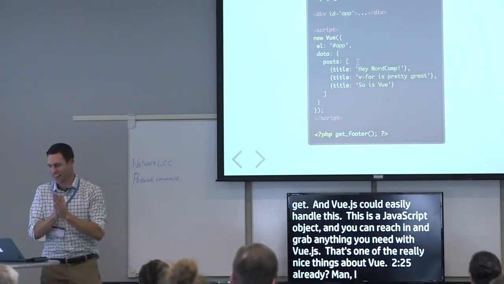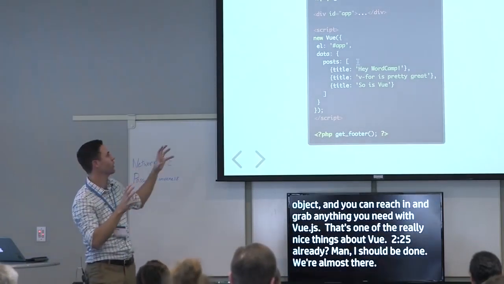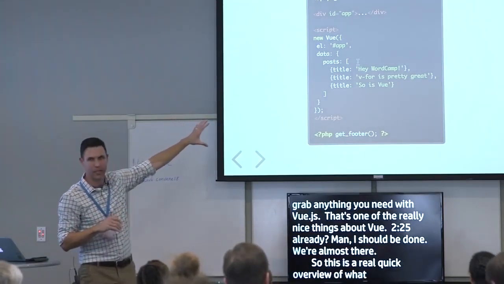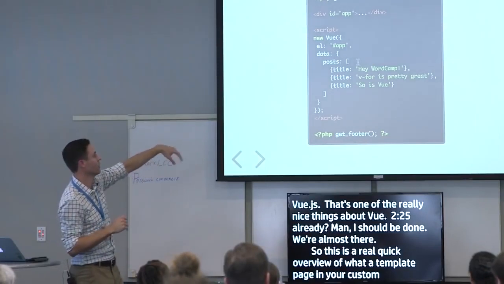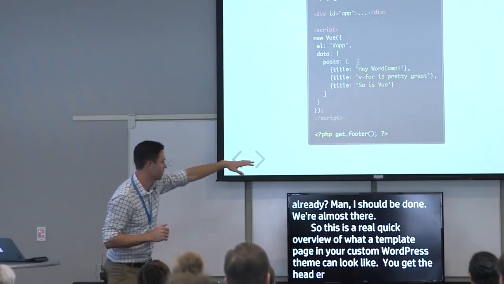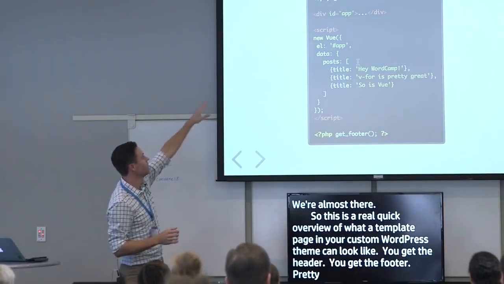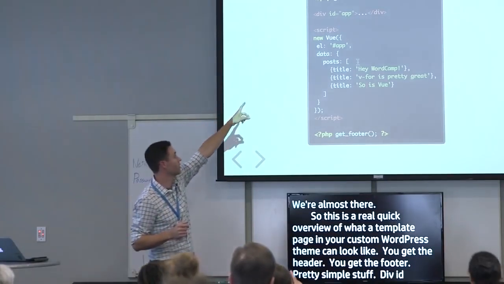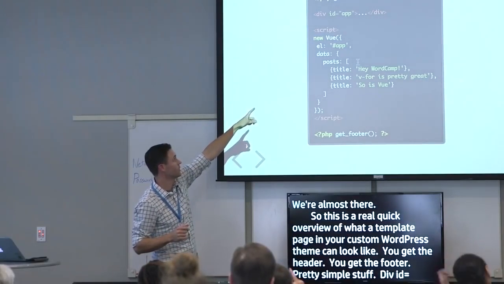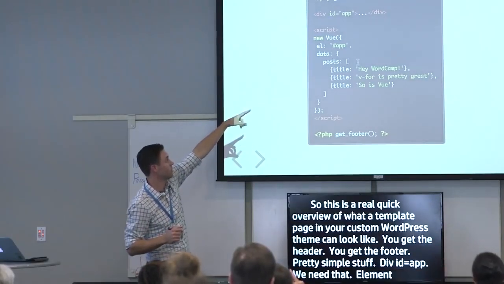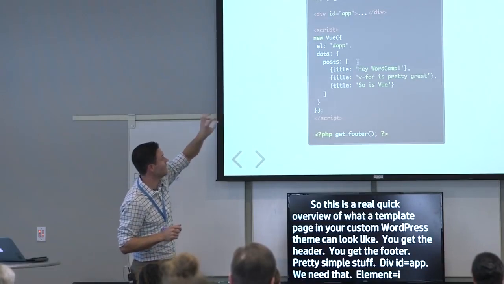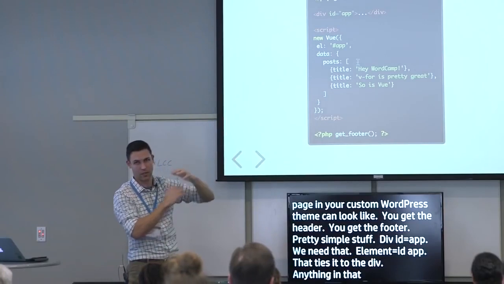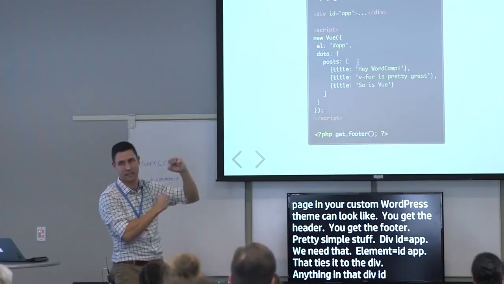We're almost there. All right, so template.vue. This is just a real quick overview of what a template page in your custom WordPress theme can look like. You get the header, you get the footer, pretty simple stuff. Div ID equals app, right? We need that because in our script here we're saying new Vue, element equals ID app. So that ties it to that div. Anything in that div with ID app is going to be used as a Vue component. You can access anything in there from Vue.